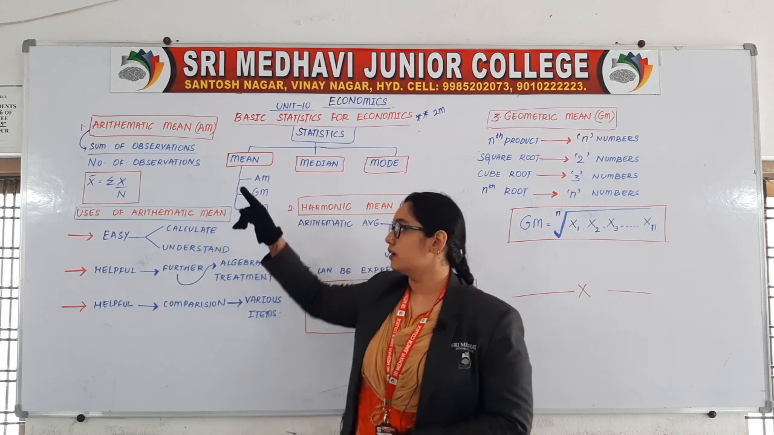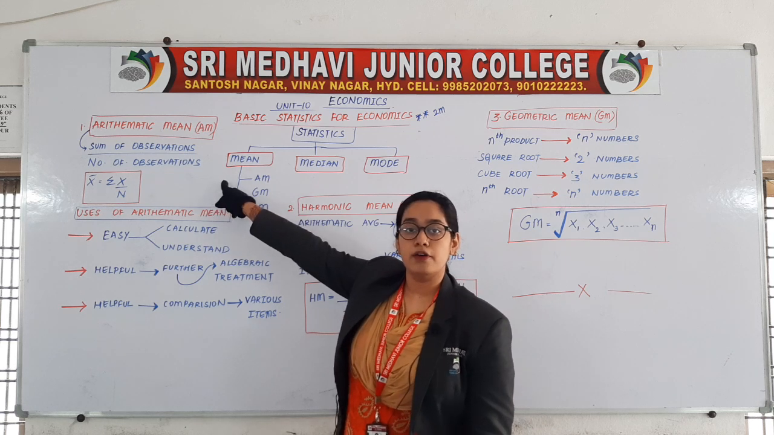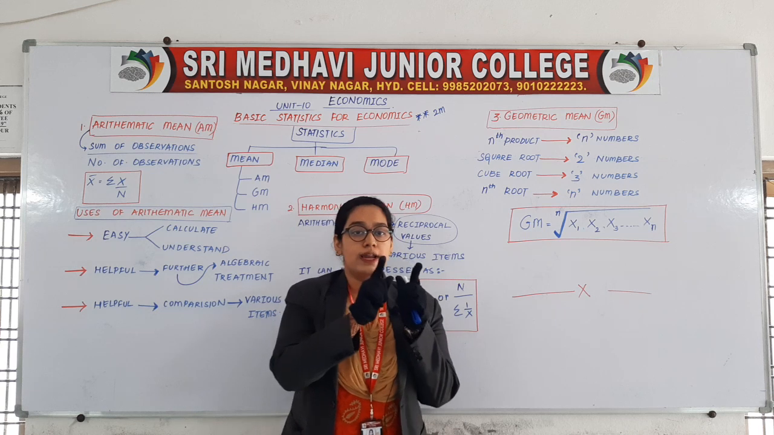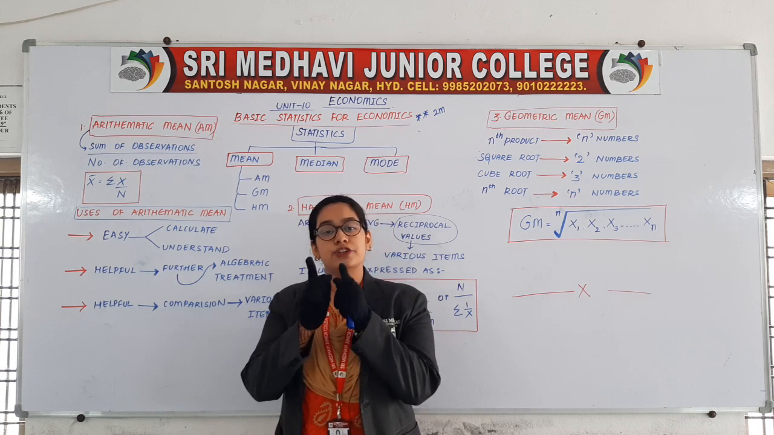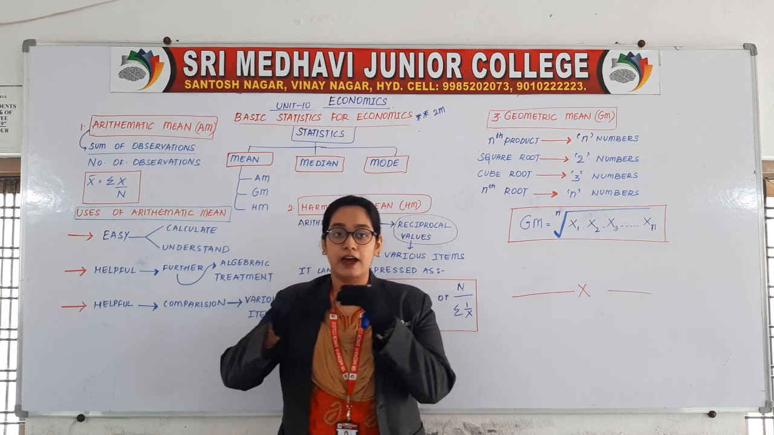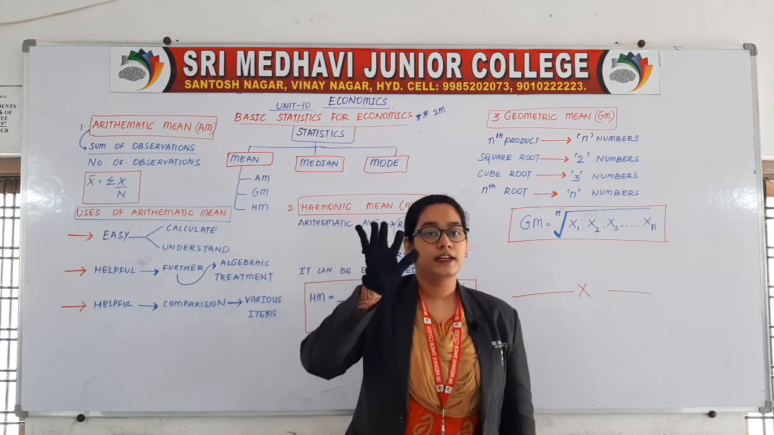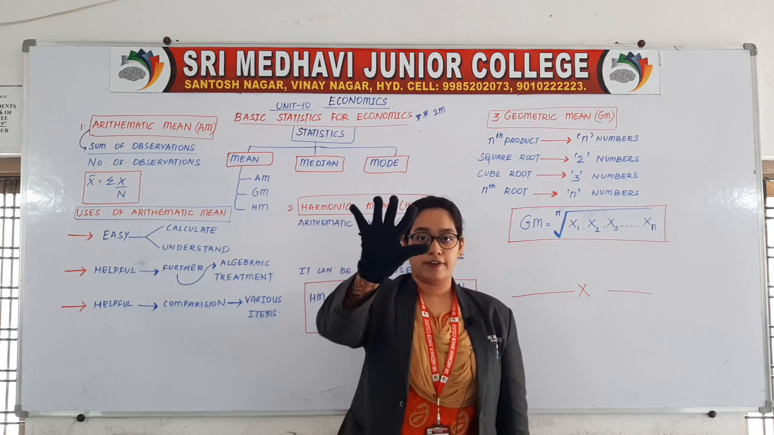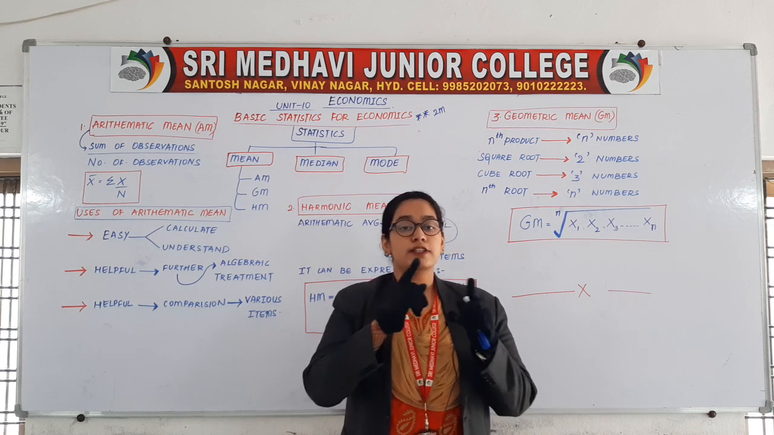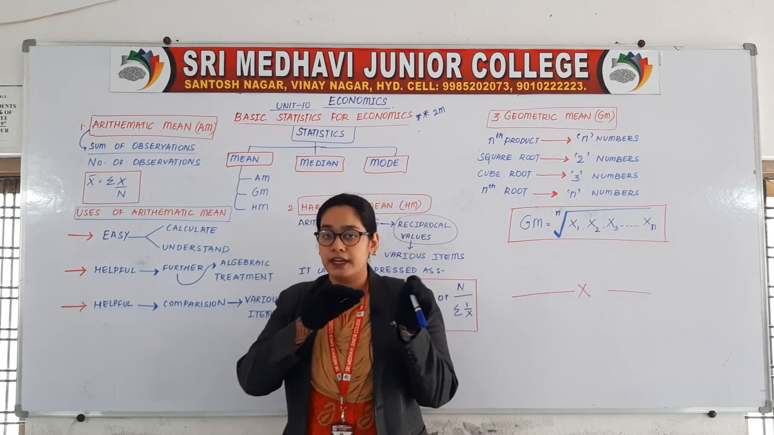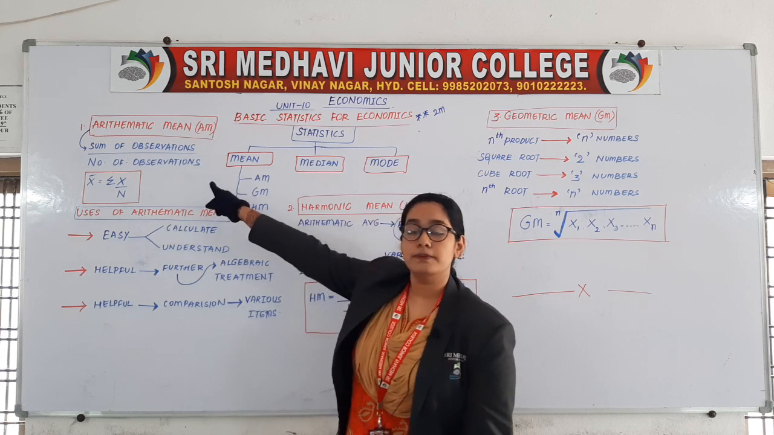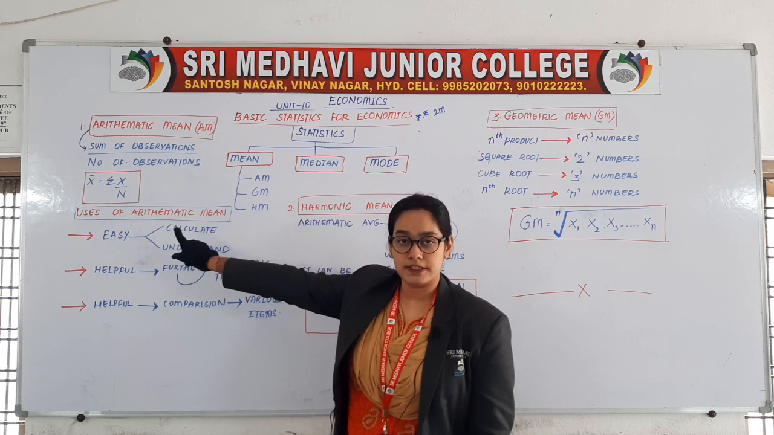You need to use this formula, sum of observations by number of observations, that is 1 plus 2 plus 3 plus 4 plus 5 divided by how many numbers were there in total? 1, 2, 3, 4, 5. 5 numbers. So divided by 5. What we have done? 1 plus 2 plus 3 plus 4 plus 5 divided by 5, with the help of which formula? Sum of observations by number of observations.